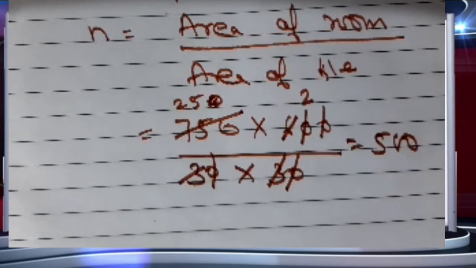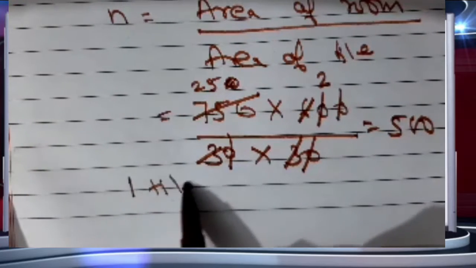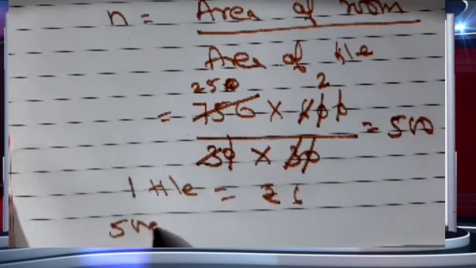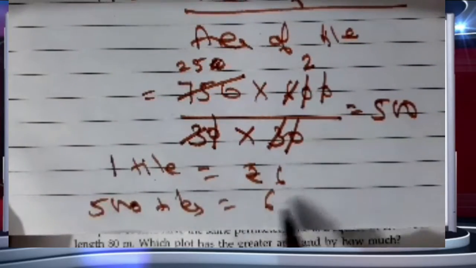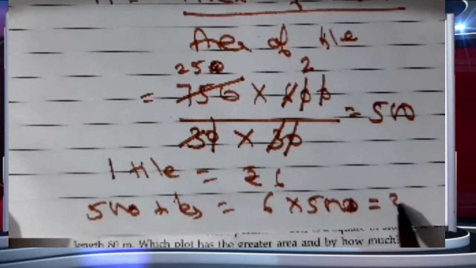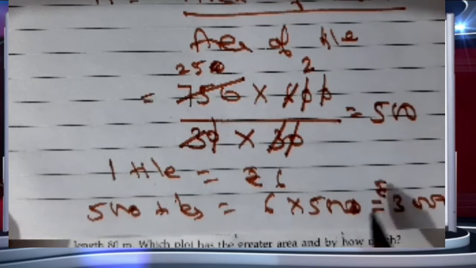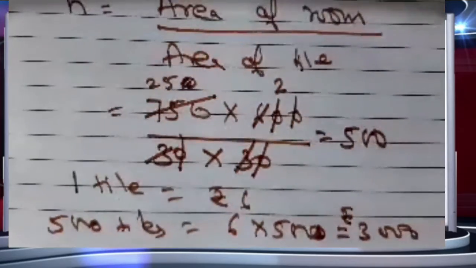Now we have to find out the cost. So cost of one tile is given rupees 6. So cost of 500 tiles will be 6 into 500. That is 3000, which is rupees 3000. Hence the total cost is rupees 3000.